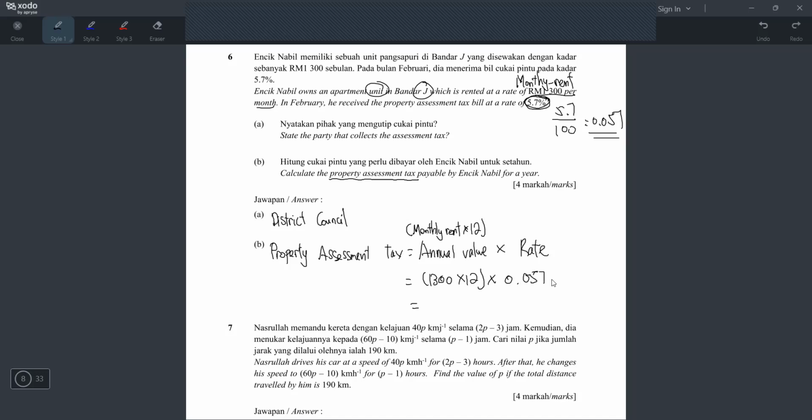My calculator gives me 889.2, but you cannot write 889.2 because this is a price. If it's a price, what do you have to write? You have to put RM and make sure you have 2 decimal places. So the answer is RM889.20. Okay, let me just check with the schema. Yep.